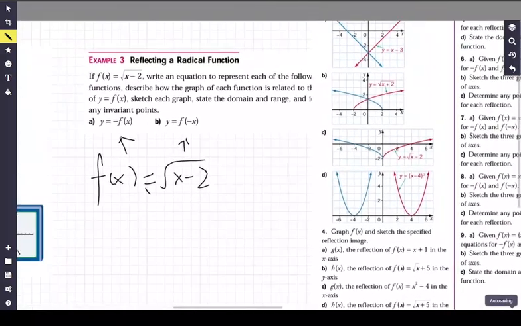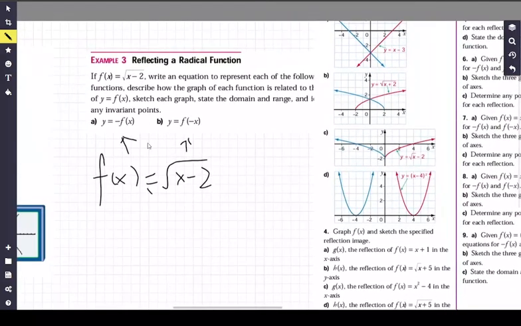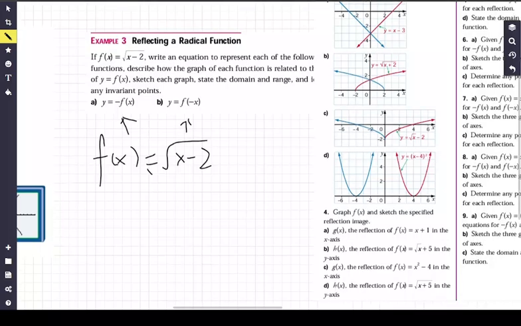I didn't bring the answer. I guess I did not write the answer. Okay, so let's go ahead and write them out. First, we're going to see how negative f of x plays out. So I'm going to do this.